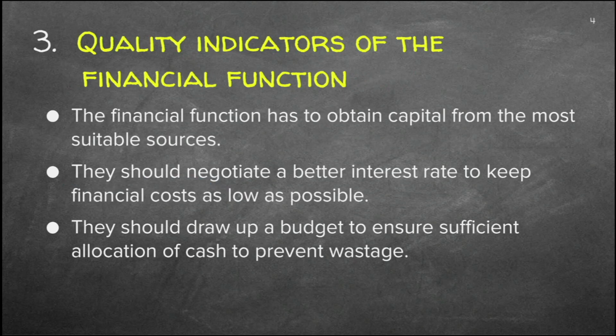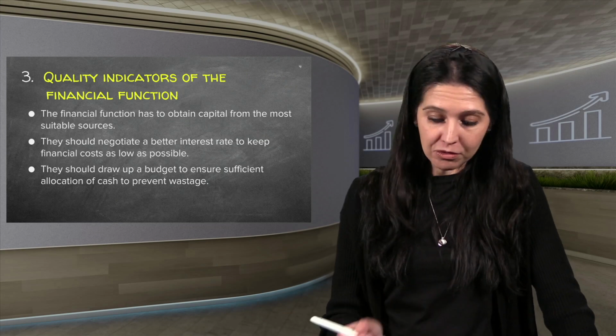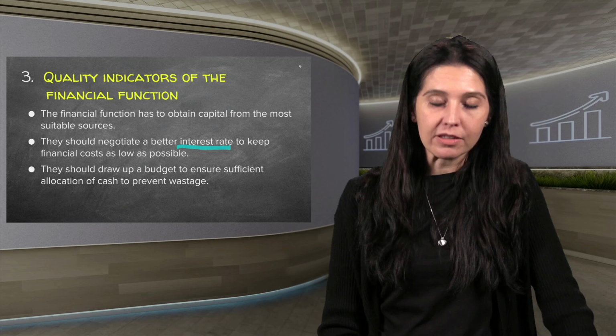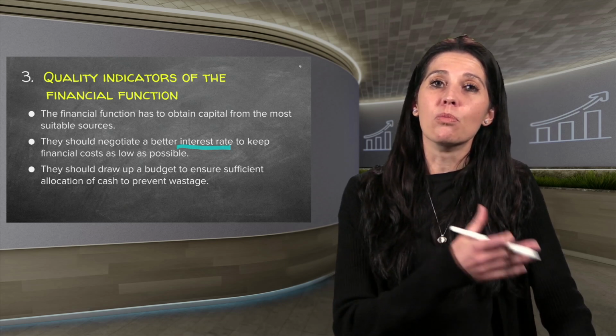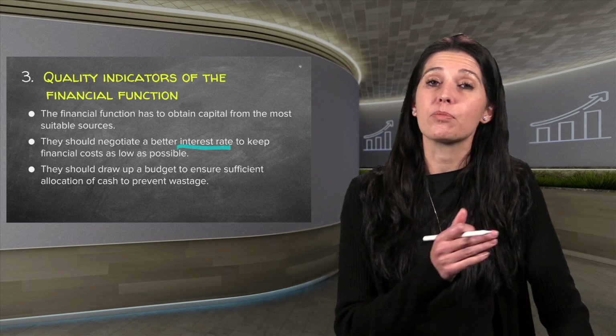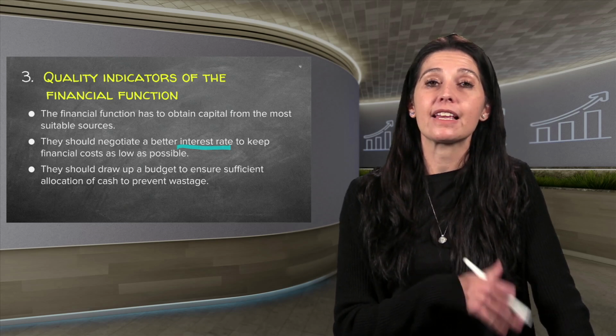Next is our financial function. So again, the financial function, just to recap, they look at all the financial aspects of the business. They need to make sure that they can obtain capital and finance from reputable institutions, so from banks. They need to negotiate better interest rates for the business. So remember, if the interest rate is very high, you end up paying a lot more on the money that you've borrowed.